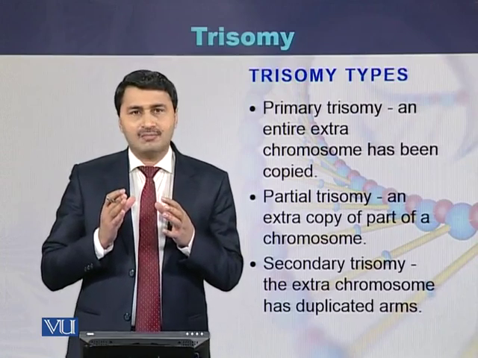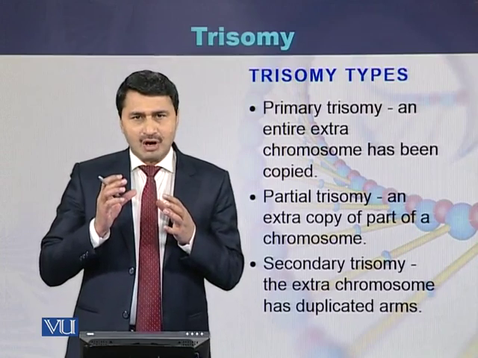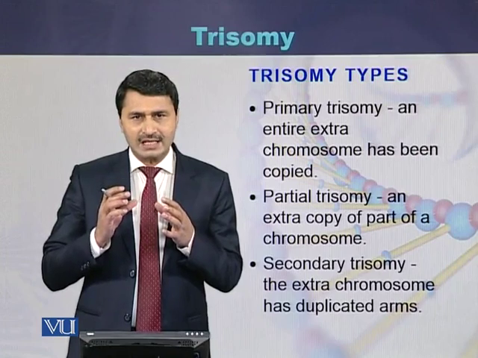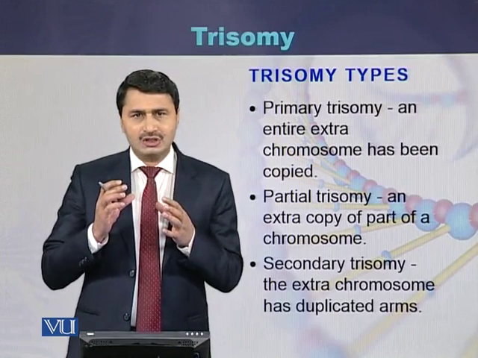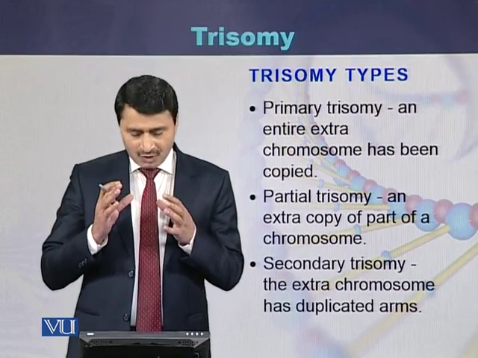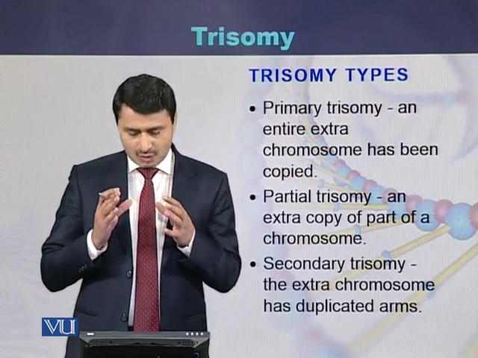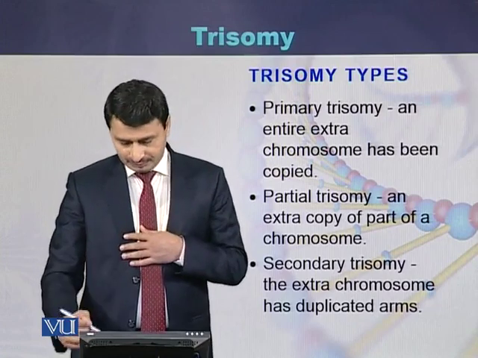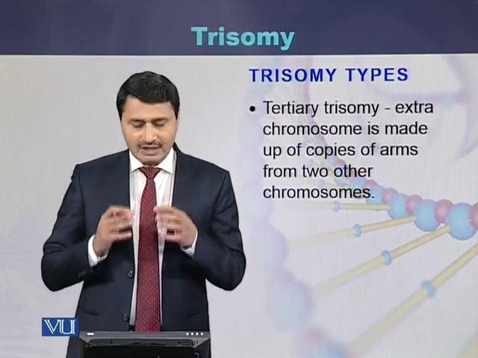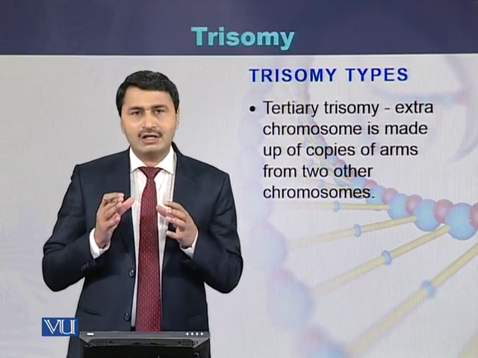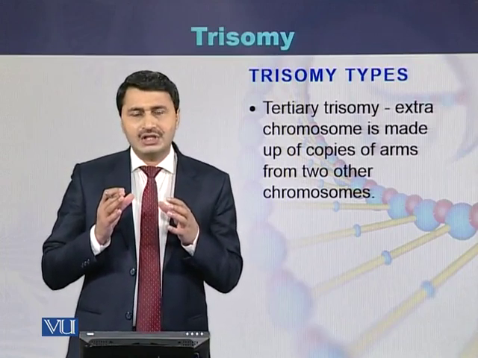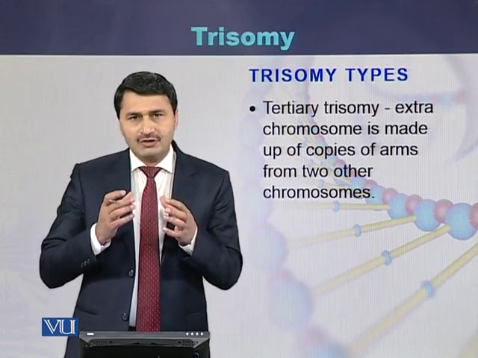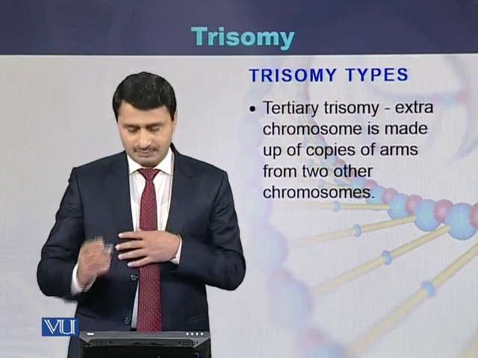While in case of partial trisomy, if a small fragment of the DNA or a small fragment of the chromosome is present, then such a trisomy is called partial trisomy. While in case of secondary trisomy, the extra chromosome has duplicated arms. The fourth type is called tertiary trisomy, in which the arms are copied from 2 different chromosomes.